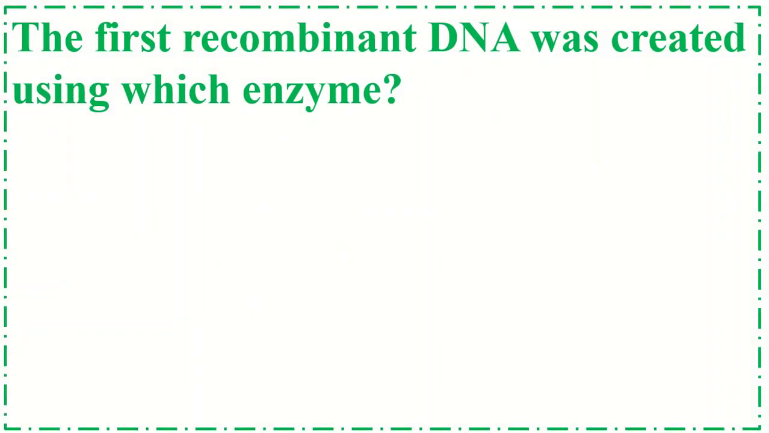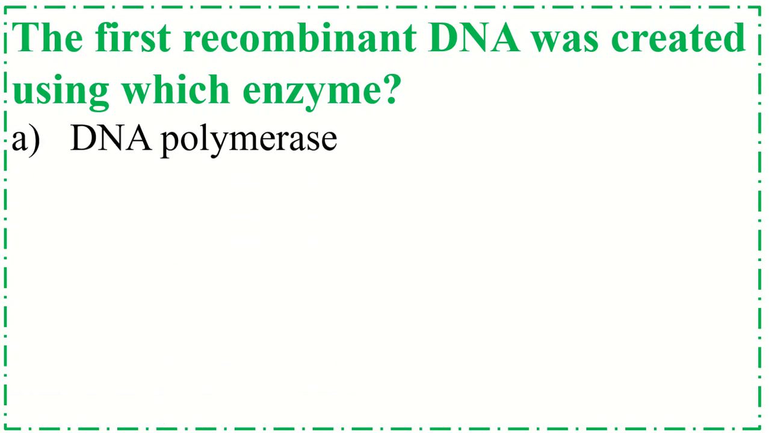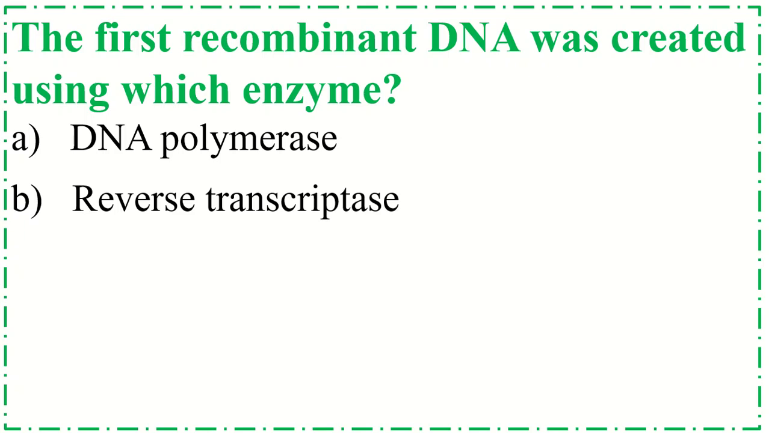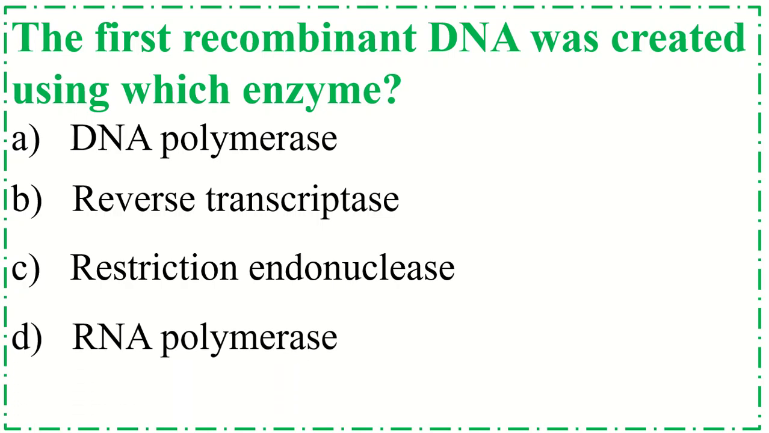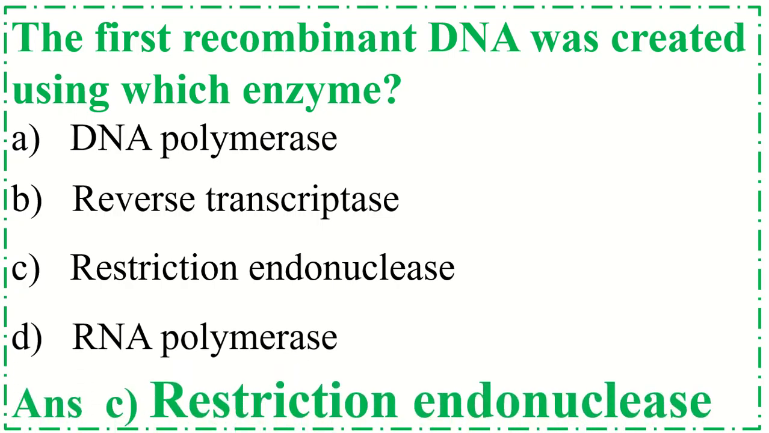The first recombinant DNA was created using which enzyme? Option A, DNA polymerase. B, reverse transcriptase. C, restriction endonuclease. D, RNA polymerase. Correct option is C, restriction endonuclease.